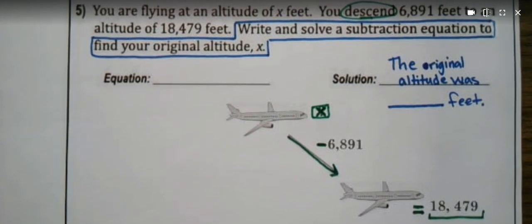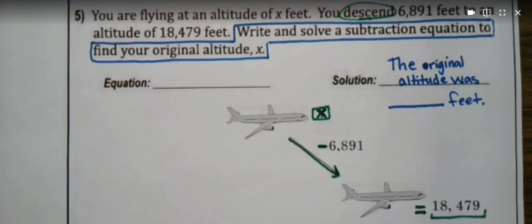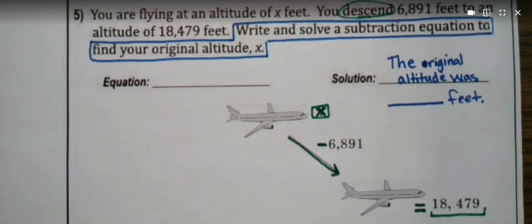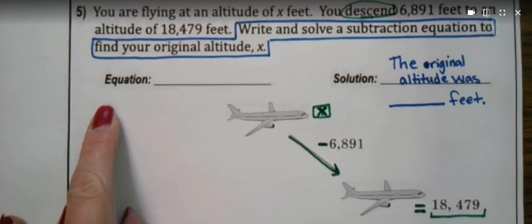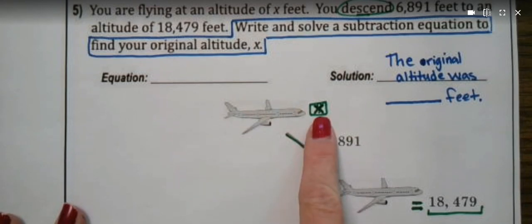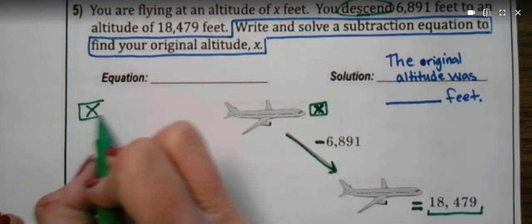So we want an equation that's going to tell us a story of what's happening here. We want a subtraction equation. It makes sense because descending means to drop down. So let's start from the very beginning. Okay, on the left-hand side here, the very beginning. Do we know our original altitude before any change happened? No, we're going to call it x. I'm going to put a box around it.